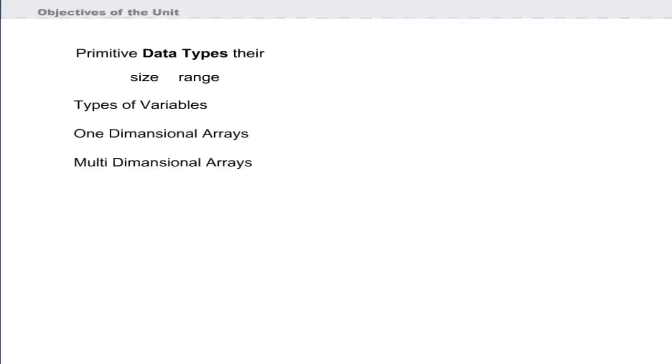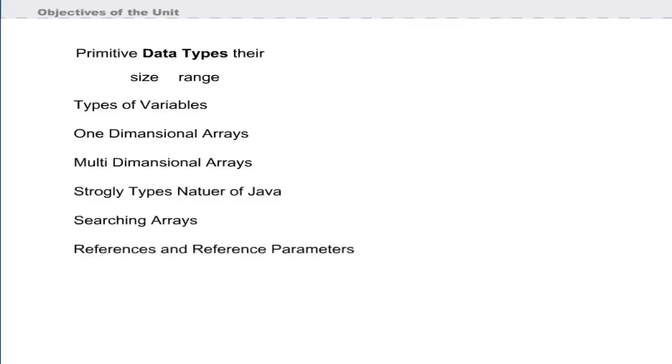After completing this unit, you will be able to understand primitive data types used in Java, their size and range of acceptable values. Different types of variables, one-dimensional and multi-dimensional arrays, strongly typed nature of Java, searching arrays for different data types, references and reference parameters. Let us start with our first topic, primitive data types in Java.